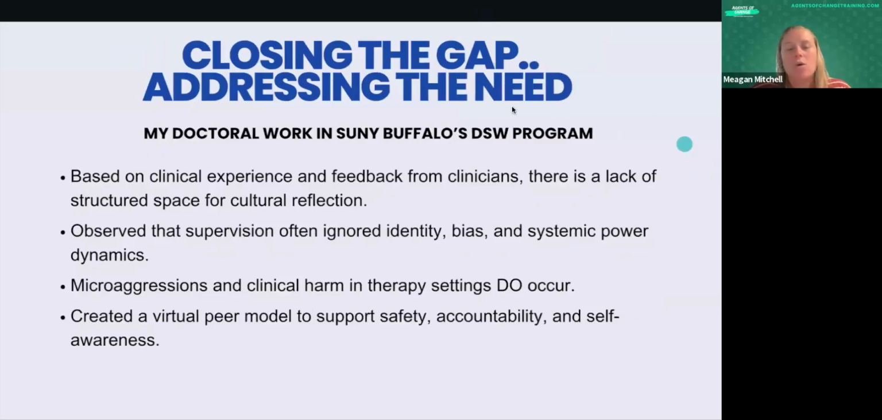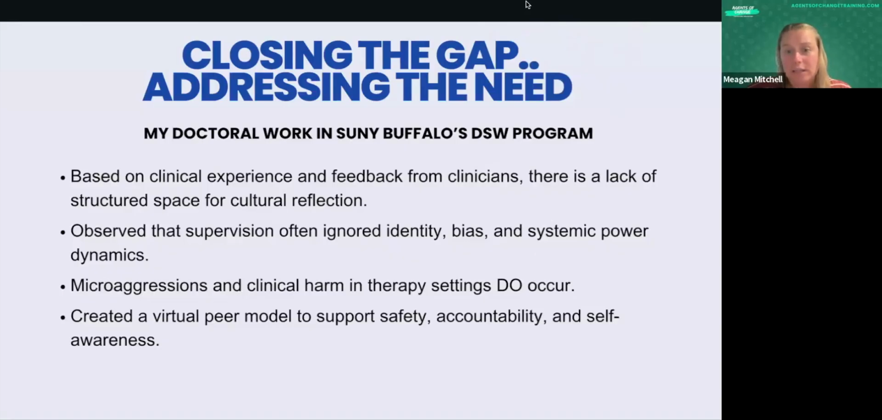Okay. So this is a little bit more about the work that I did in my doctoral program. I took all this feedback, and what did I find? We're lacking this, right? I just asked you all, how many of you are talking about these issues in supervision or weekly or in case conceptualization, case consultation? Many people said no. So based on my own experience and all this feedback from clinicians, there's not a safe space for this across the board.